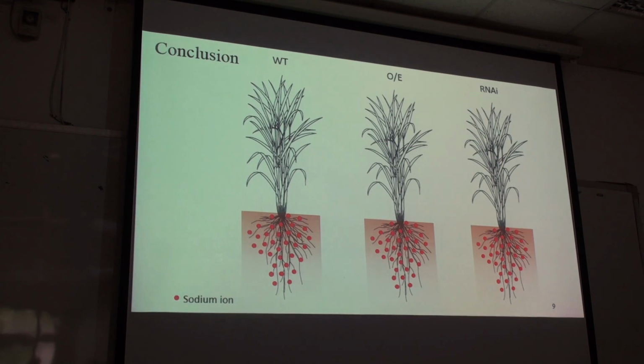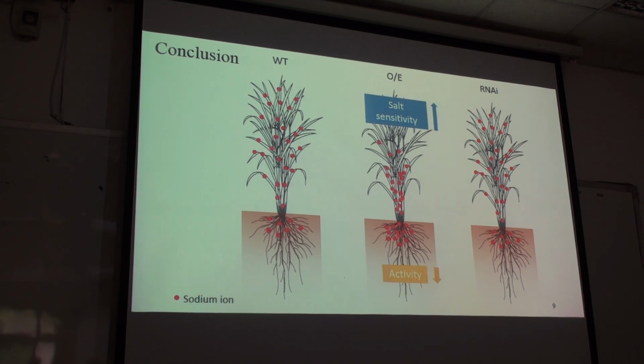In conclusion, when planting the wild type, overexpression and RNAi lines under salt stress, the sodium ion will accumulate in the overexpression line's roots and the basal node of the rice, and then decrease the root activities and increase the overexpression line's salt sensitivity for the rice.